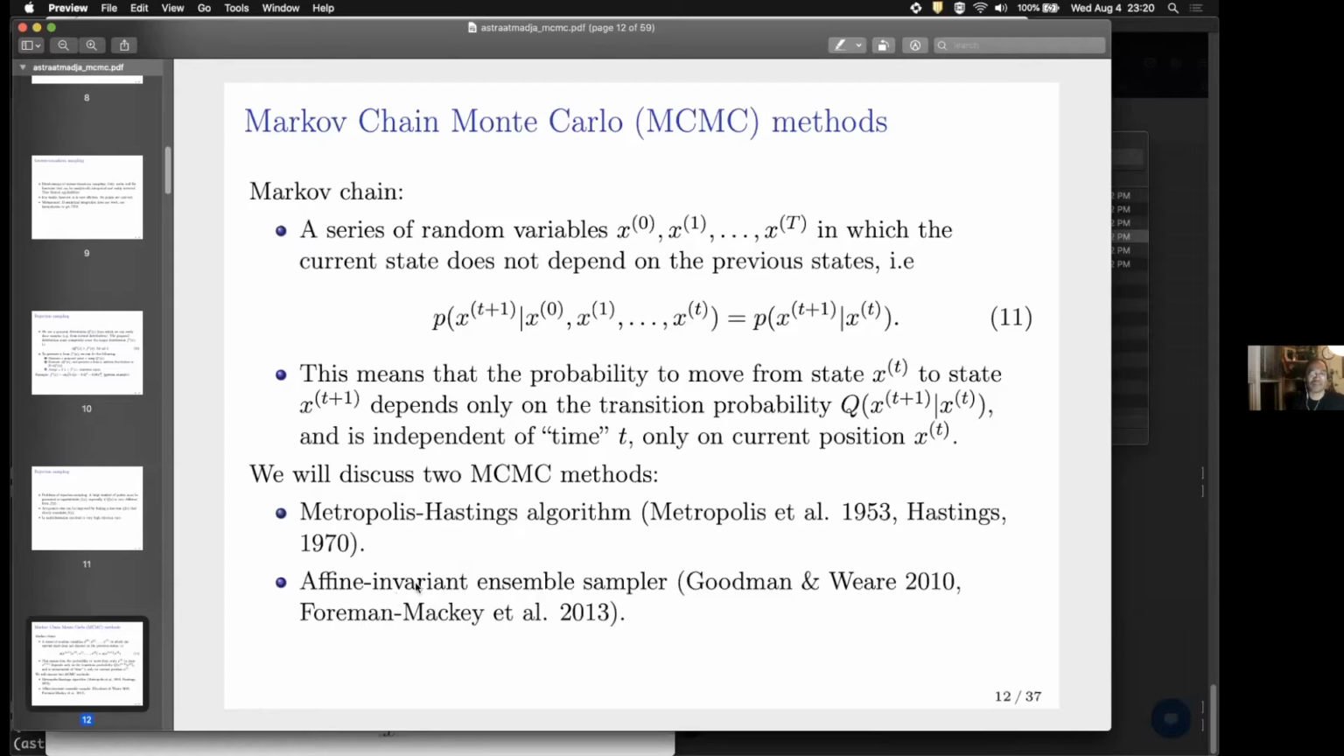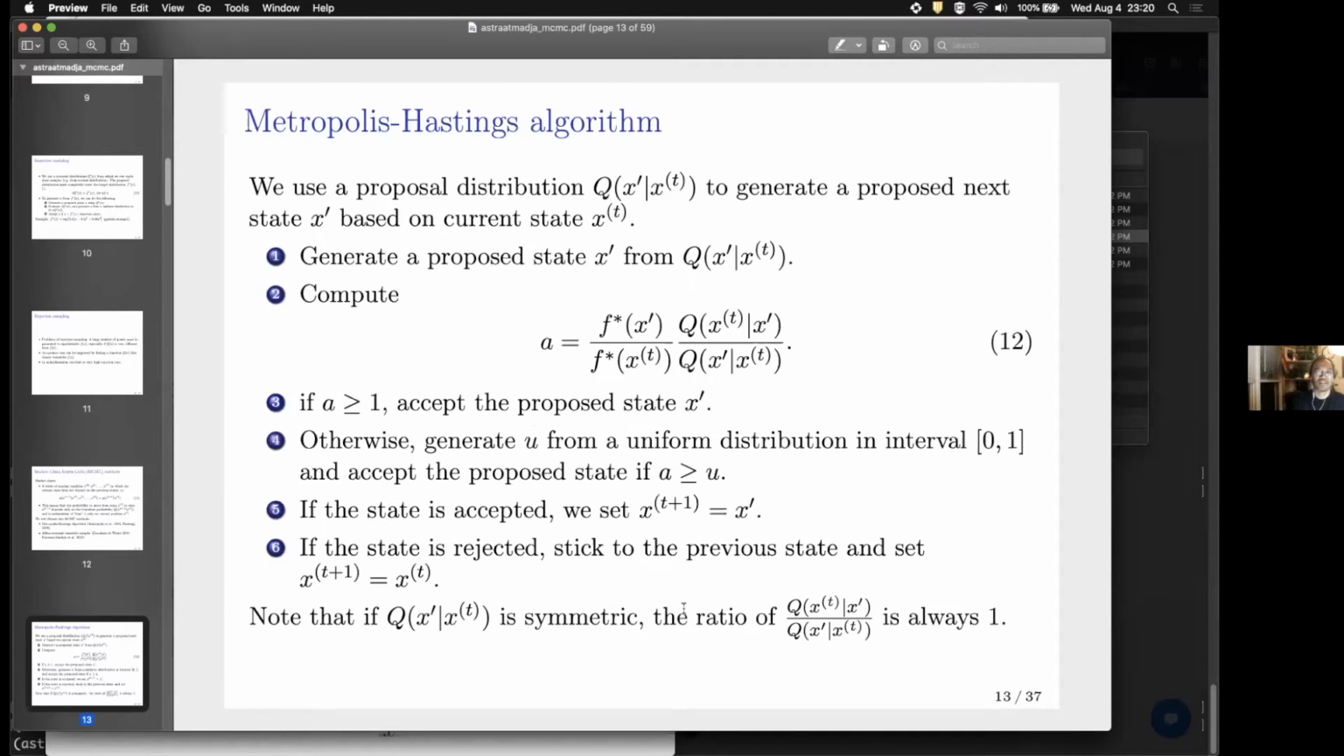And yeah, this is very popular in astronomy. The other is the affine invariant ensemble sampler, by Goodman and Weare, 2010. Yeah, so again we use a proposal distribution that describes the probability to move from one state to the other.